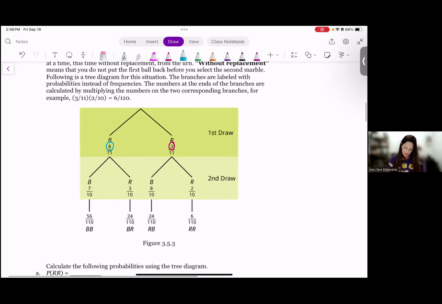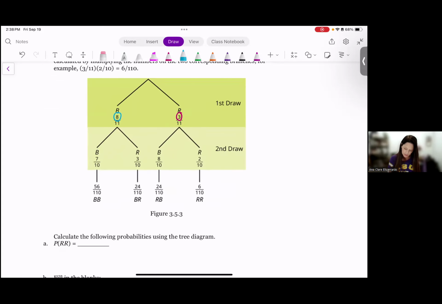Okay? So remember, these are our intersection probabilities down here. So this is the probability of red and red, the probability of red and blue, the probability of blue and red, and the probability of blue and blue. Okay, calculate the following probabilities using a tree diagram. The probability of red and red is here, which is 6 out of 110.